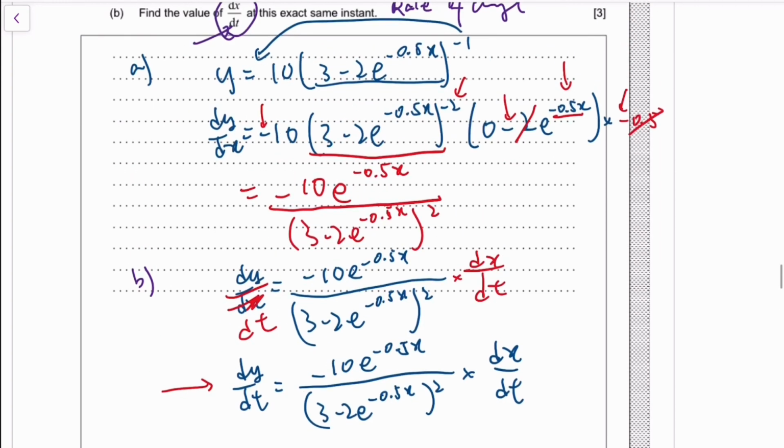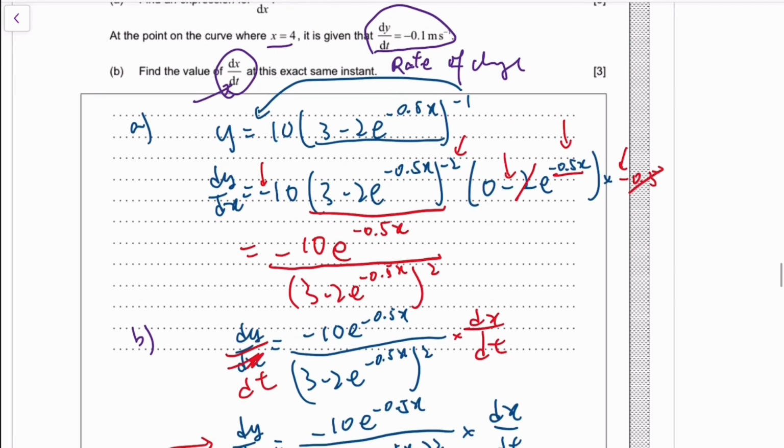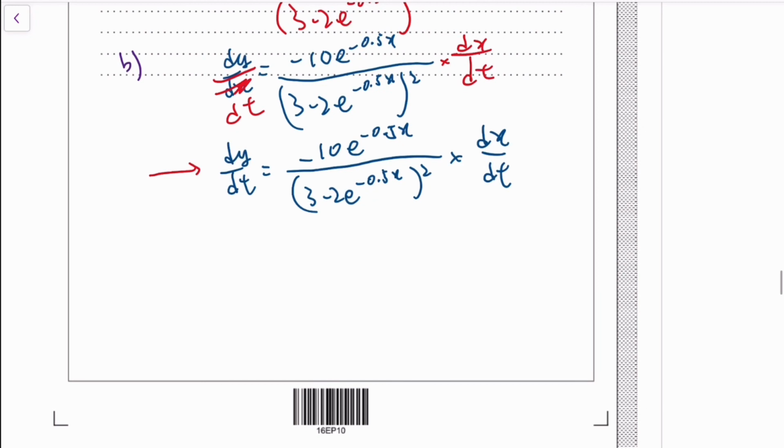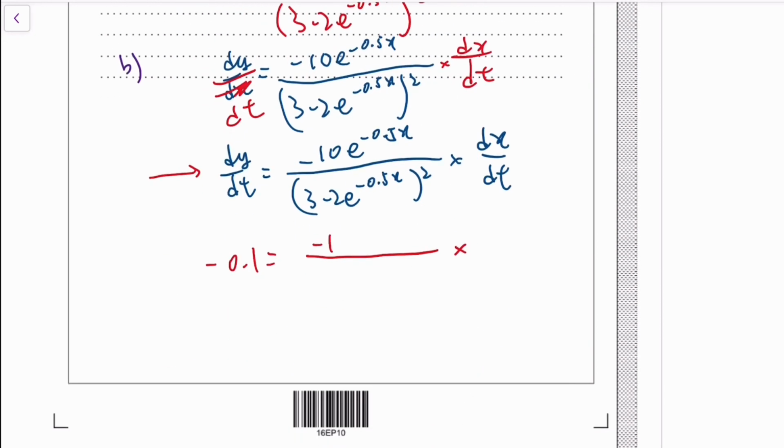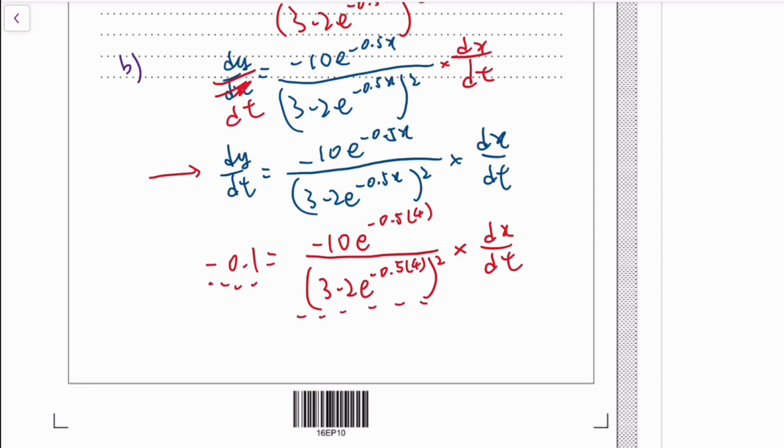And then we just sub in numbers. dy/dt is given to be negative 0.1. x is given to be 4. So I'm sure now you see why I thought this question is easy. If you know what to do, it's really straightforward. Then the rest is just calculator. So it's getting a bit late for me over here, so I will skip that.